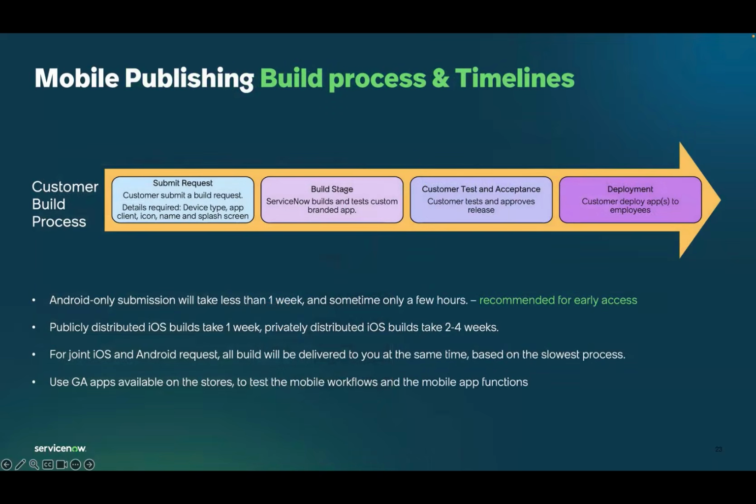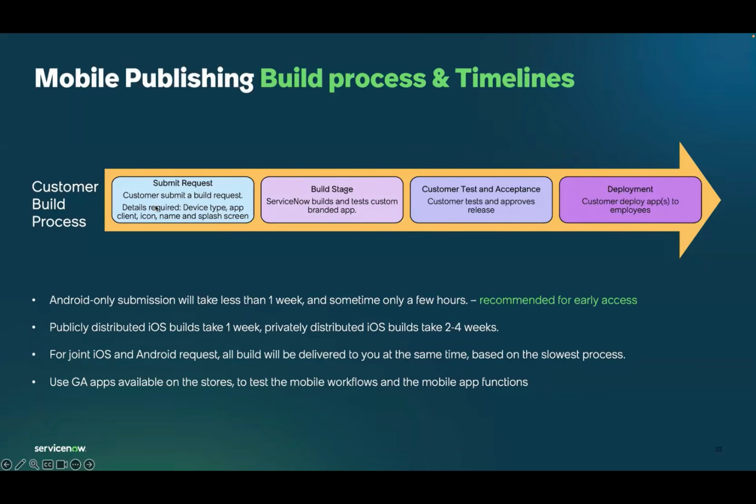To get the branded apps, there is a customer build process that you need to follow, and I've highlighted this in a series of steps that you'll have to take. First, you'll have to submit the request, and with that request you'll have to provide the details. The first one is the device type, either iOS or Android or both. Then the app client, either Now Mobile or the Agent. Then you'll have to give us the icon image, the name of the app you want, and the splash screen that you want us to create in the branded mobile application.